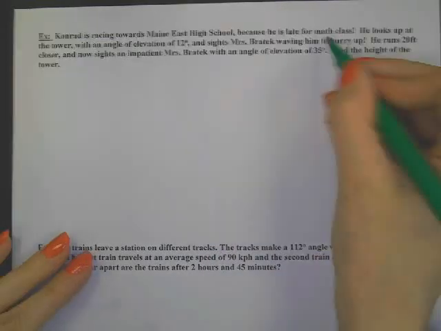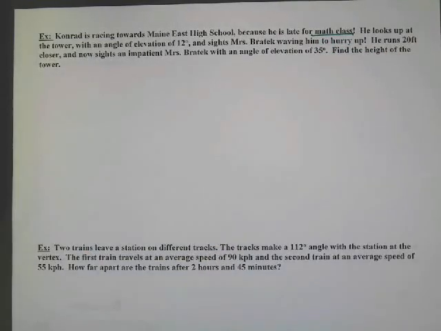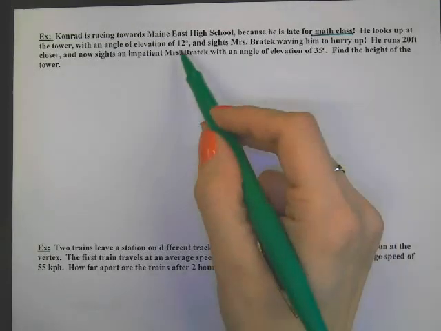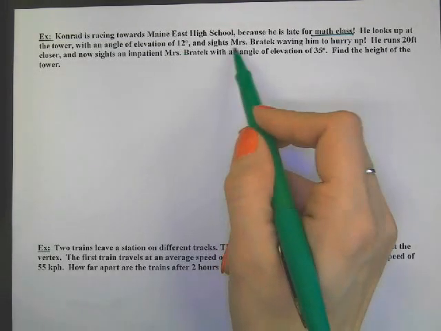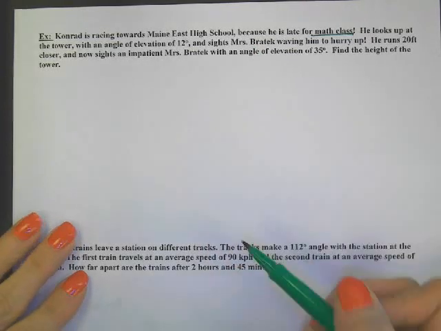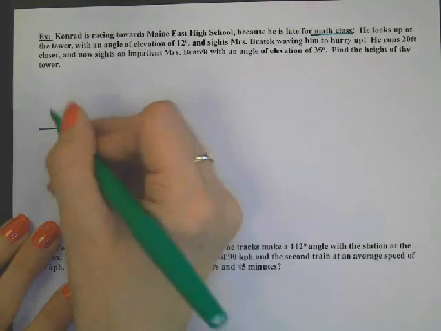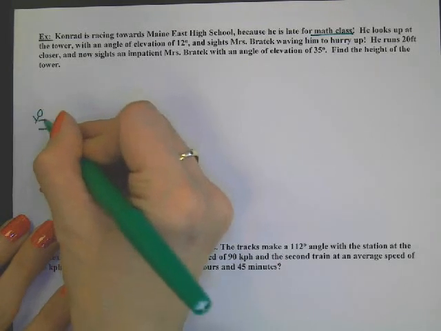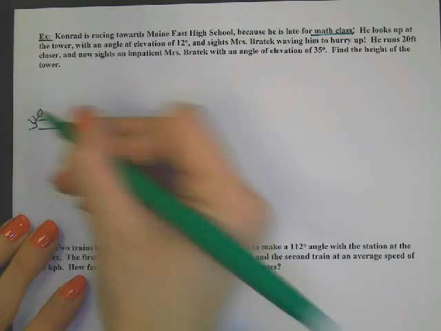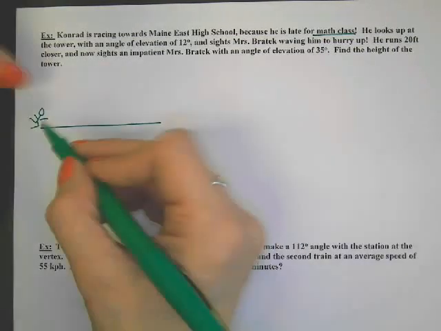He's late for math class. Hurry up, Conrad. He looks up at the tower with an angle of elevation of 12 degrees, and he sees Mrs. Braytek telling him, hurry up. So first, let's make sure we get the ground. And here's Conrad. Should we draw him running? Woo! Okay, he's kind of funny looking.